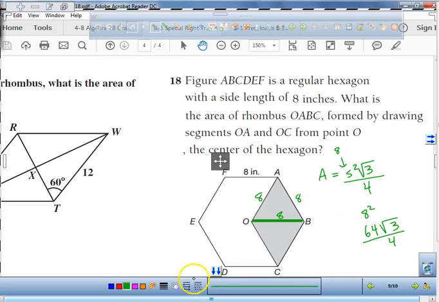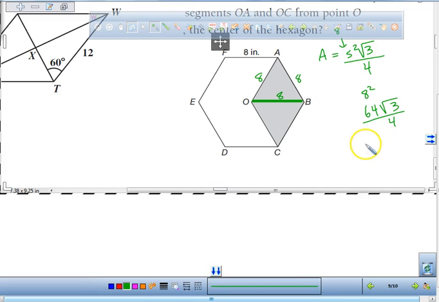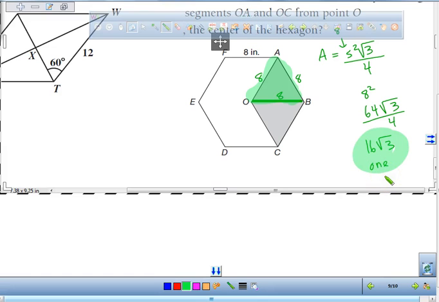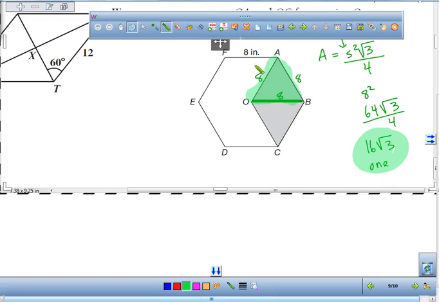Does 4 go into 64? Absolutely. It goes into 16 times. By the way, this is the answer for one of them. It's not the answer for both of them. So this right here, everybody, this is the answer right here for one of the triangles. You need to take this answer and do what with it? Multiply by 2. And that's your answer for the area of what? Both of them.